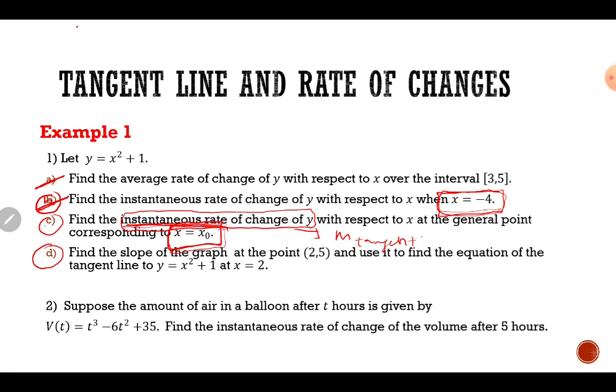Maknanya x ni can be any value, can be x equals -4, but it can also be x equals 4, x equals 0, or whatever value that you wish to check. So because of that, we denote any value of x as x naught.